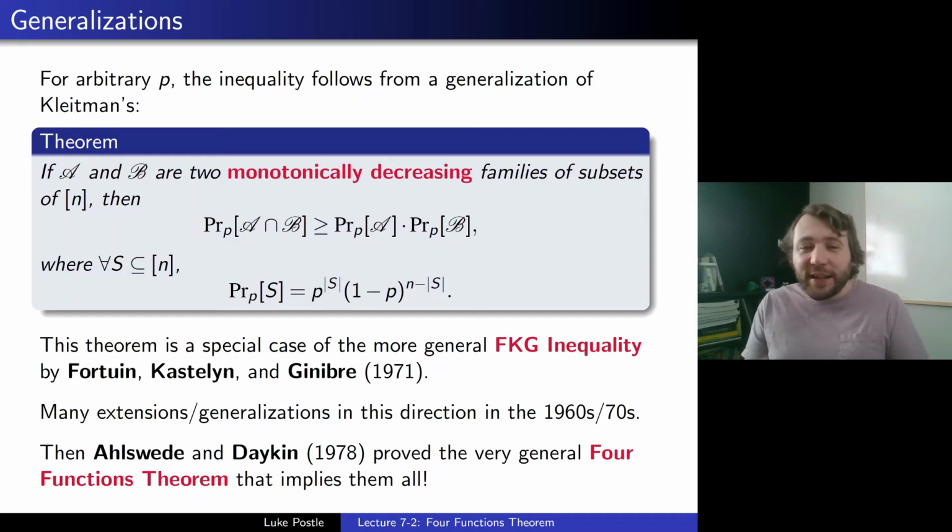So we haven't stated the FKG inequality yet, but we will next time, and we'll derive it from this very general Four Functions Theorem. So we'll do all that deriving next time, where we do FKG, we'll do Kleitman's, we'll do this theorem on this slide, we'll do all of that. But let's turn to the Four Functions Theorem, a very general theorem that implies all of these correlation-type inequalities.